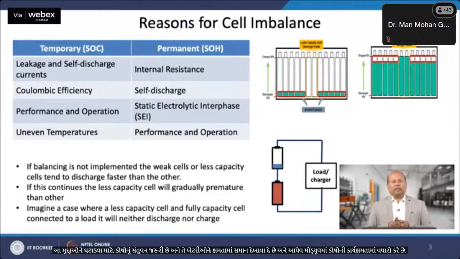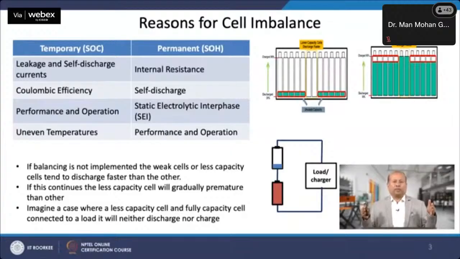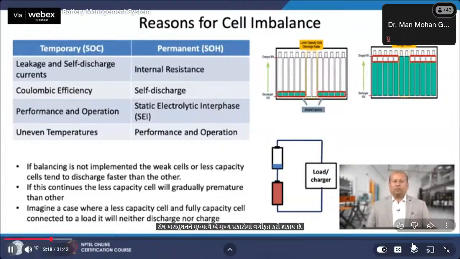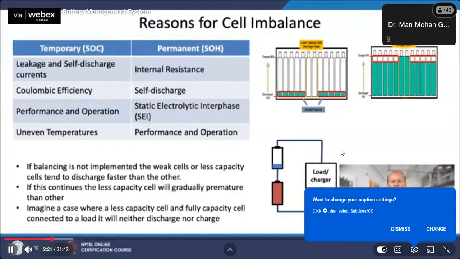To mitigate these issues, balancing of cells is necessary, and it allows the batteries to look alike in capacities and increase the efficiency of the cells in a given module. Cell imbalance can be categorized majorly in two types. First one temporary and the second one is permanent.